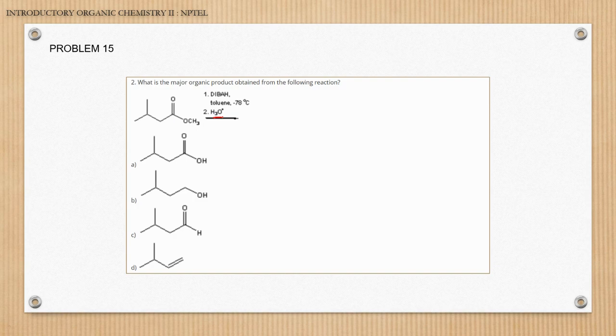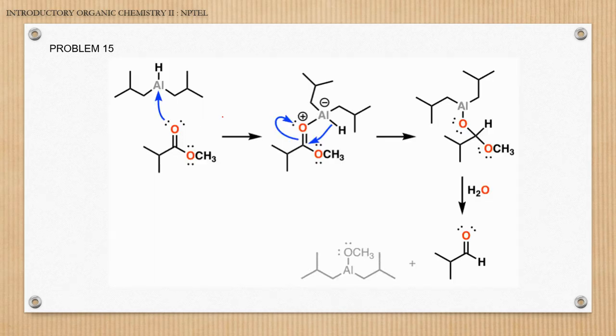So what is DIBAL-H? Can anyone tell me what is DIBAL-H? Oxidizing agent, reducing agent, what? Reducing agent. Not oxidizing, it is the reducing agent. Why? Because DIBAL is diisopropyl aluminum hydride.